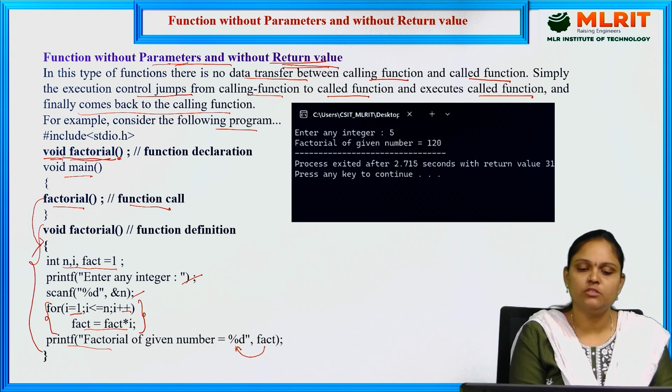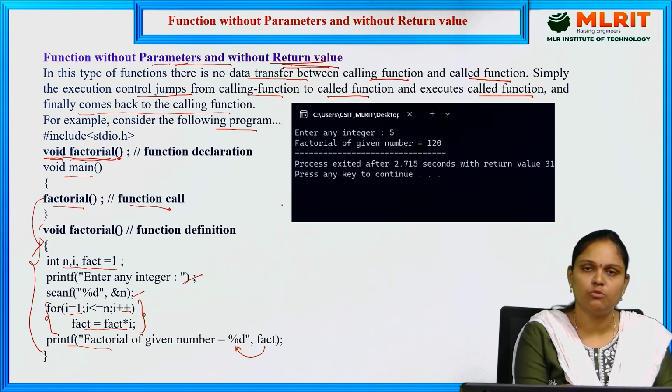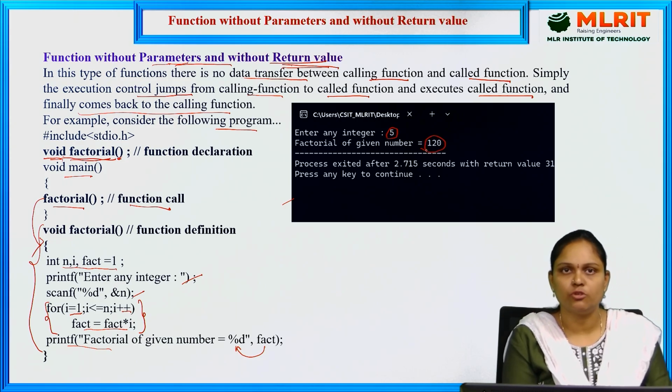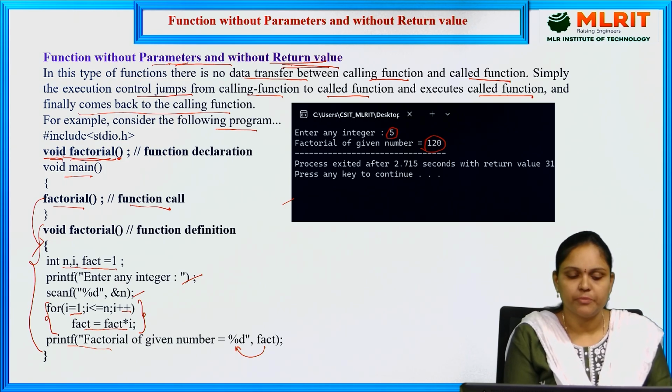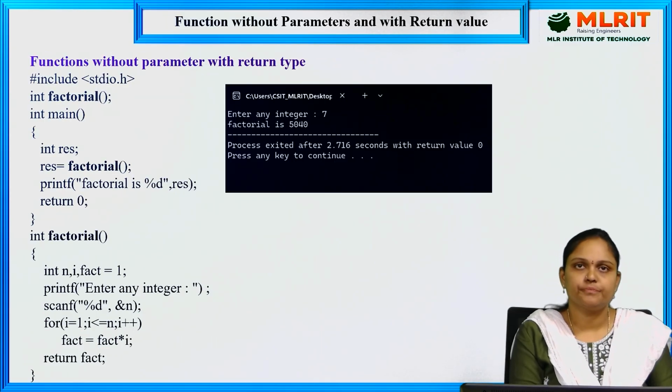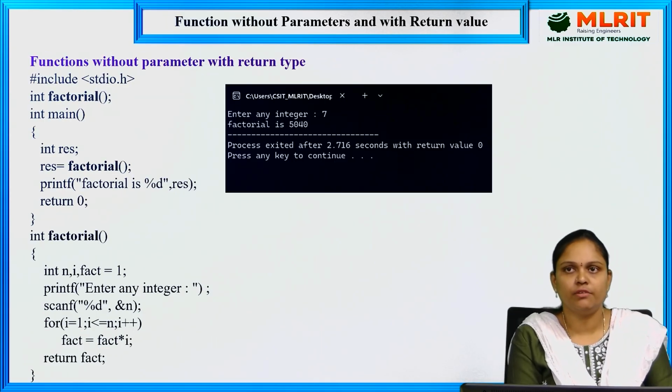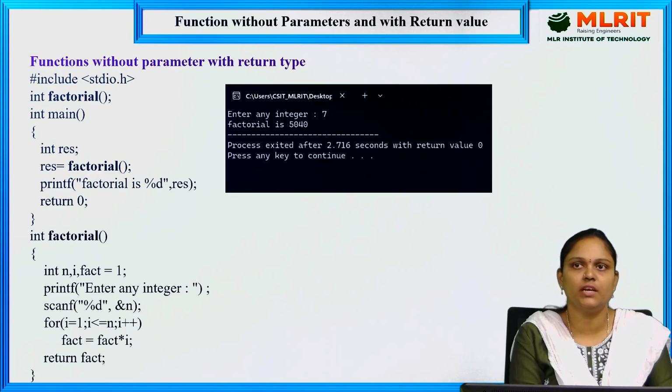So if you execute this code, you'll get the output like this. Enter the integer, we have given the integer as 5, and the factorial of the given number is 120. So 120 is the factorial of that given number. In all the 4 categories, we are finding the factorial. These 4 ways are nothing but the different ways in which we can implement functions.